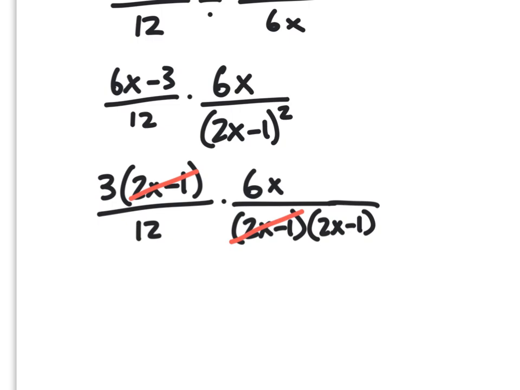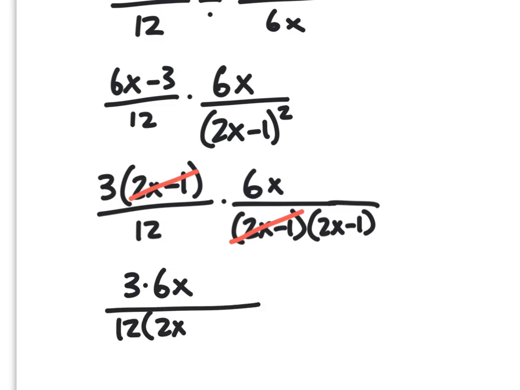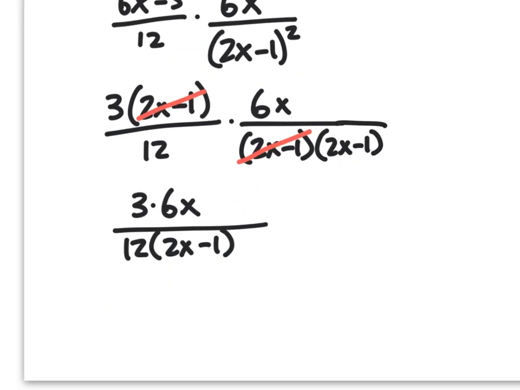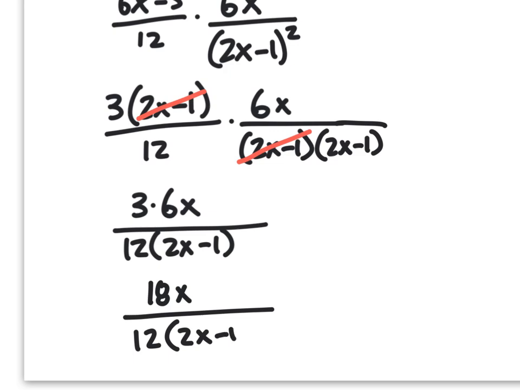All right, so now let's take a look. I'm going to write this all as one fraction now. I've got 3 times 6x all over 12 times 2x minus 1. Now, I'm going to multiply the 3 and the 6 together. There are a number of ways of doing this; you don't have to do it this way. But that gives me 18x over 12 times the quantity 2x minus 1.